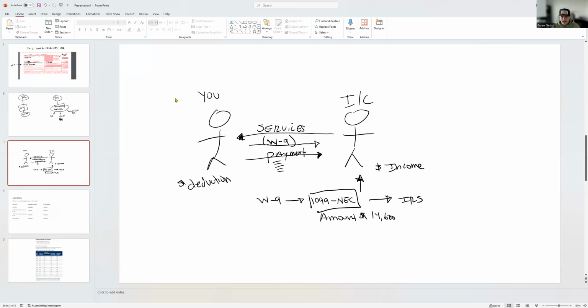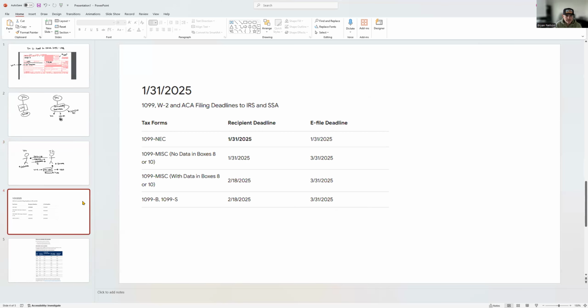Okay. And another reason why this is super, super important. Well, let's talk about due dates first. So the due date for the 1099s is January 31st, 2025. Right here, your 1099-NEC recipient deadline, and then if you're e-filing it, the deadline right there.